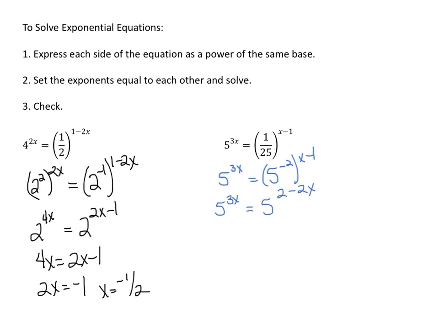Now, since my bases are the same, these two exponents have to be equal. So I get that 3x is equal to 2 minus 2x. And x is equal to 2/5.